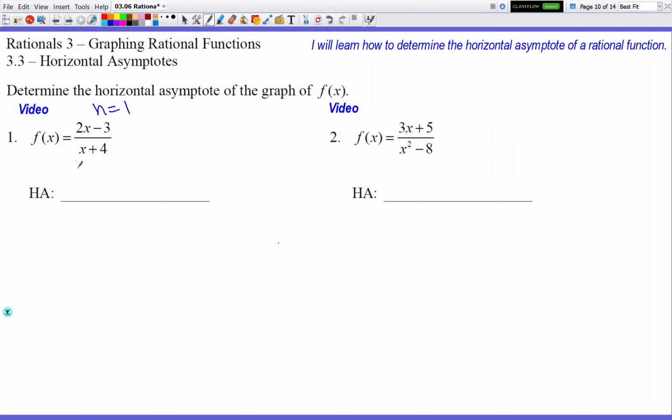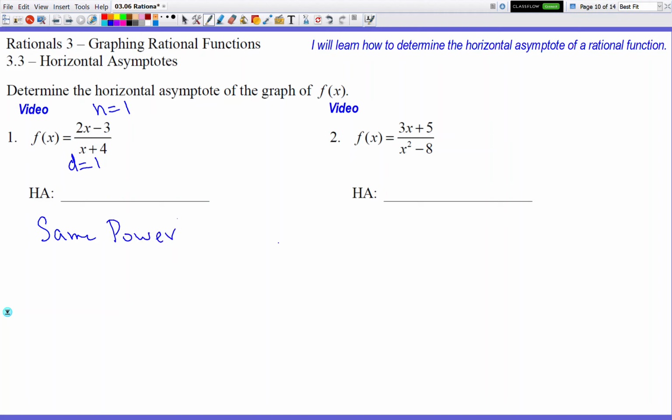My biggest power on the bottom is also a 1 because there's only x plus 4, so therefore the x has a power of 1 right next to it. Now I know I don't see a 1, but I know it's there, right? That's your default number if you don't see a power. So top is 1, bottom is 1, so this is a situation where we have same power. So this is same power categorization.